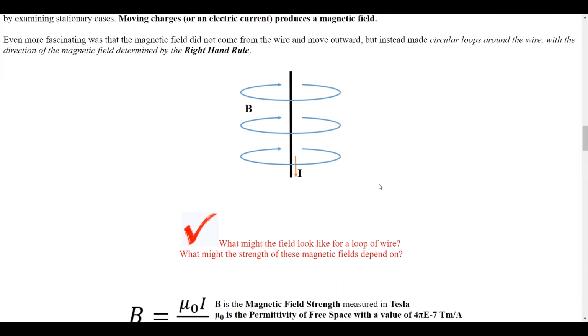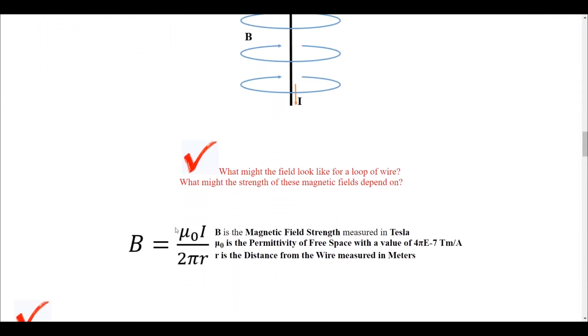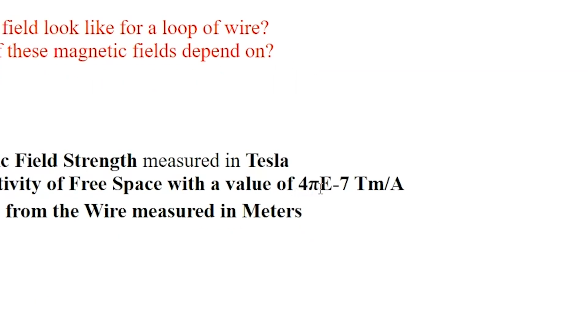And so the formula ends up looking like this. Your magnetic field strength is going to depend on this new constant, which we call mu-naught. It's the permittivity of free space. It's basically how well that magnetic field can go through free space. And it has this value right here, 4 times pi times 10 to the negative 7 Tesla meters per amp.